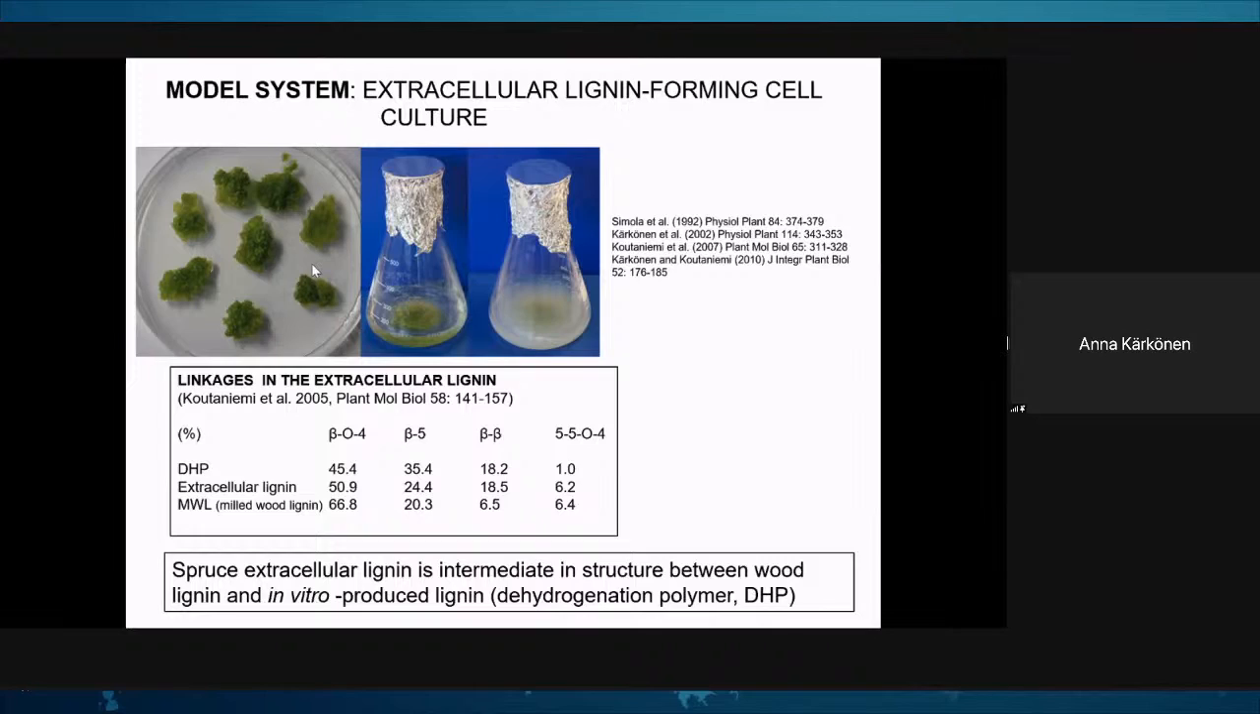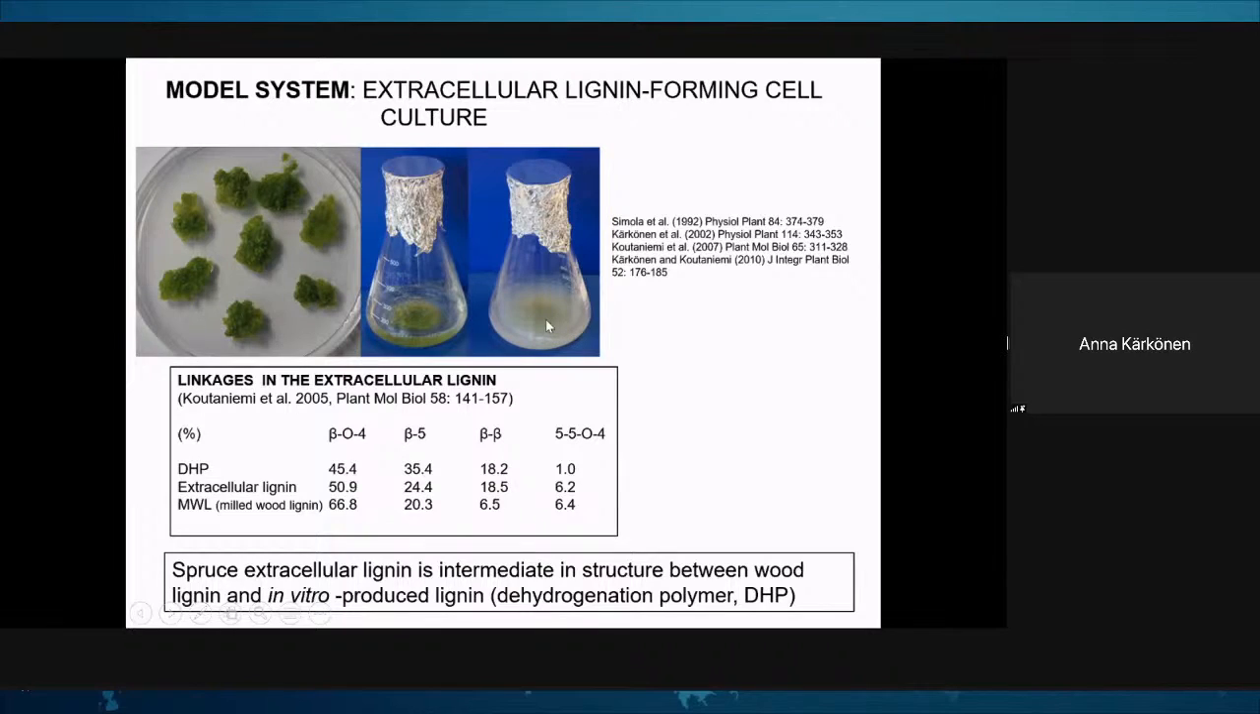We maintain the calli on solid medium, because when we transfer the cells on liquid medium, after some days, let's say 5 to 15 days, the culture medium gets cloudy and it's extracellular lignin. And then the cells die. The cells do not survive after the lignin is formed. That's why we maintain the calli on solid medium, and then for experiments we transfer them in the liquid conditions.